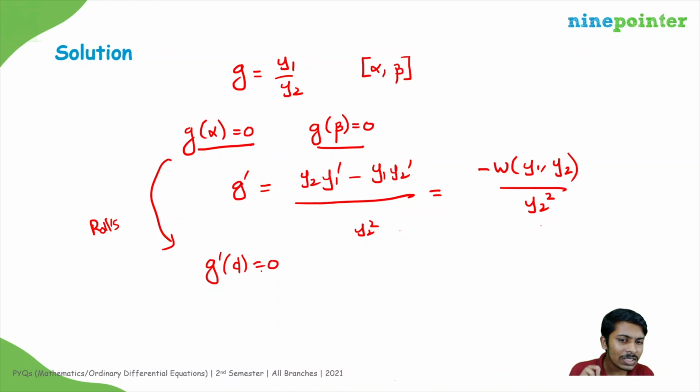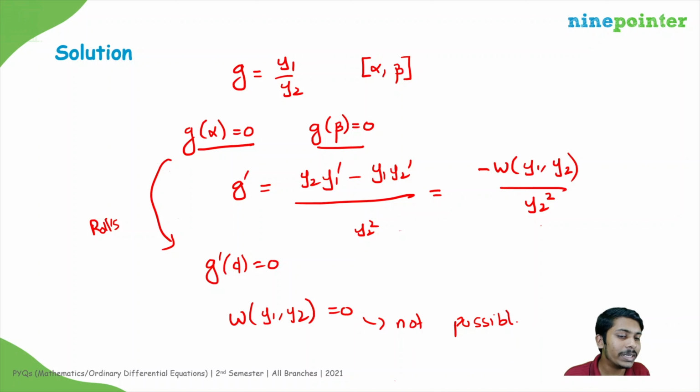But what is g prime being equal to 0 implying? g prime being equal to 0 will say that the Wronskian will be equal to 0. And this is not possible because of the reason I had already explained earlier. What is that? y1 and y2 being linearly independent means their Wronskian cannot be equal to 0 at any point. So again we have arrived at a contradiction.